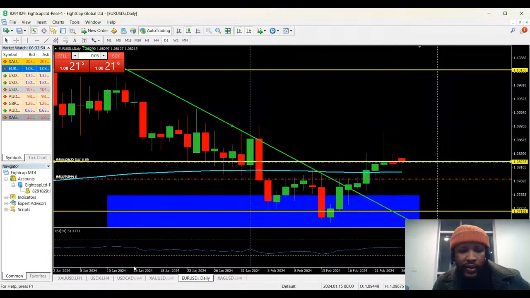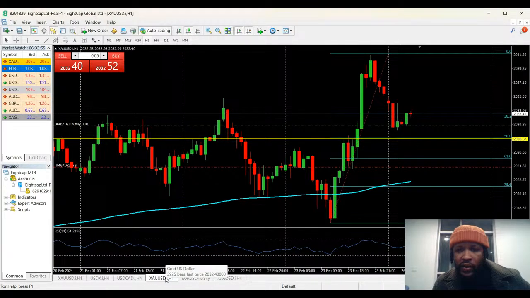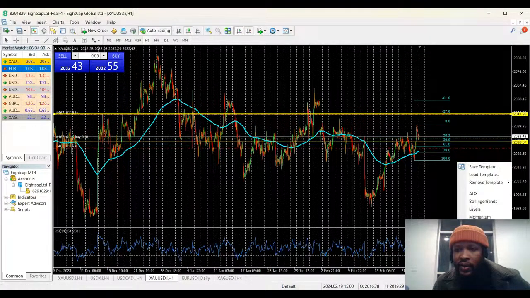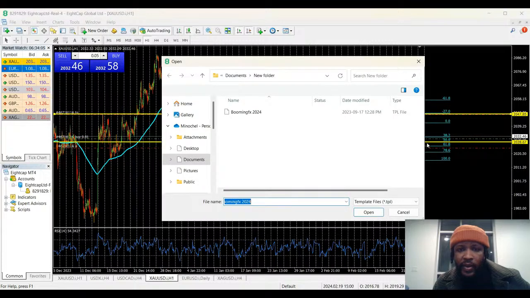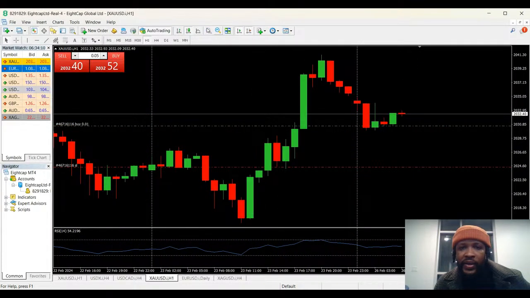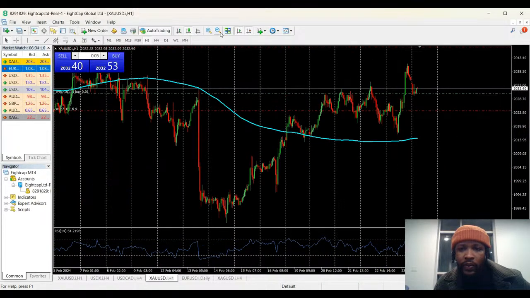Let's take a good look at gold. I'm going to go over the gold analysis, and I'm going to show you guys why we actually took that gold trade on Friday, and how easy it is to actually trade structure. So this is gold. I'm going to go over the Friday setup first before I go over the current setup that we're in.